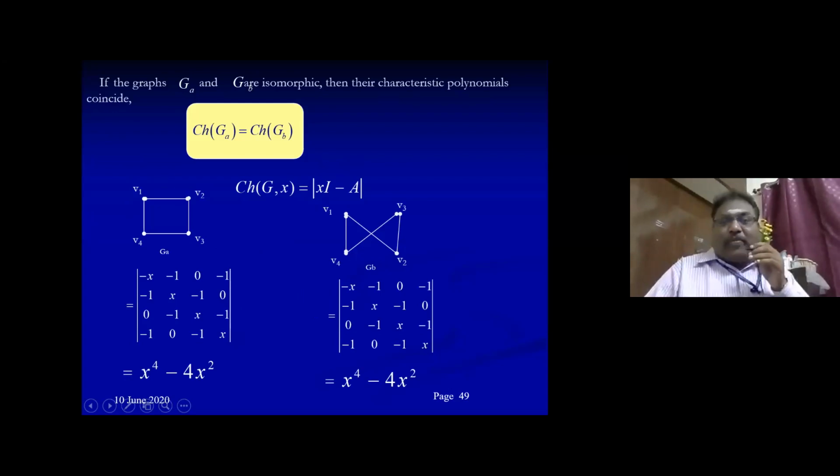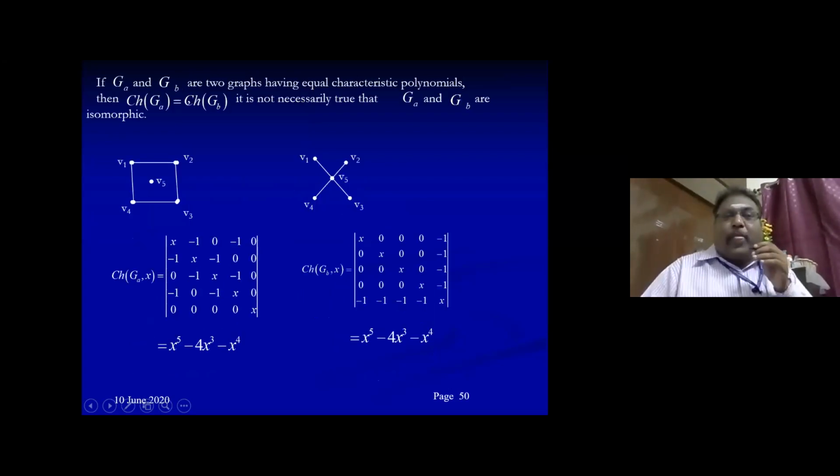Fine. Same. Next. Two graphs have equal characteristic polynomials, but not necessarily are they isomorphic. Look at this: 5 vertices are there, but it is a disconnected graph. The polynomial is x power 5 minus 4x cubed minus x power 4. And this graph is totally non-isomorphic, with the same polynomial. So we can always think of structures like this.